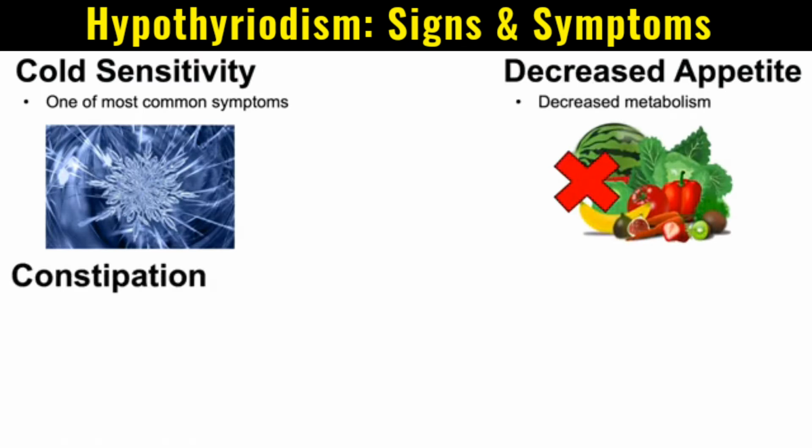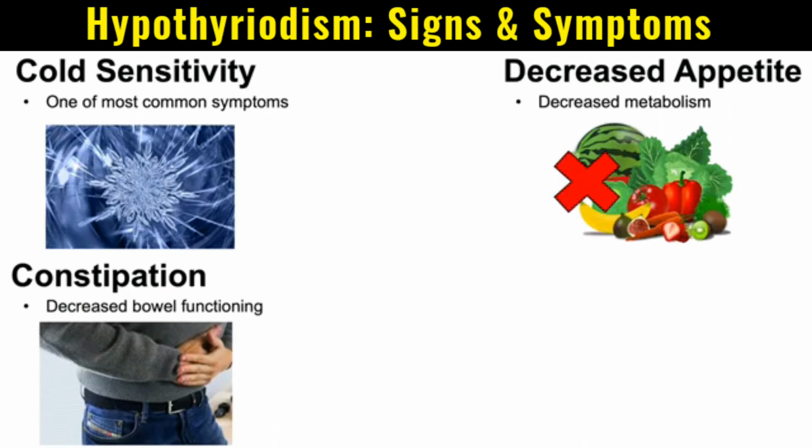We're also going to see issues with constipation. This is due to decreased bowel functioning. So you can think of it being categorized as decreased metabolism. So if there's a decreased appetite, there's oftentimes going to be decreased bowel movements and bowel functioning. And we can also think of it as the movement component. There's going to be less movement, and you can think of it as movement within the GI tract, or the gastrointestinal tract. So we're going to have issues with constipation in hypothyroidism.